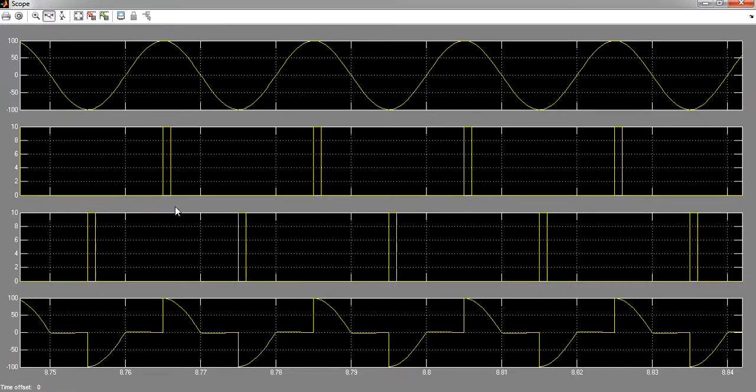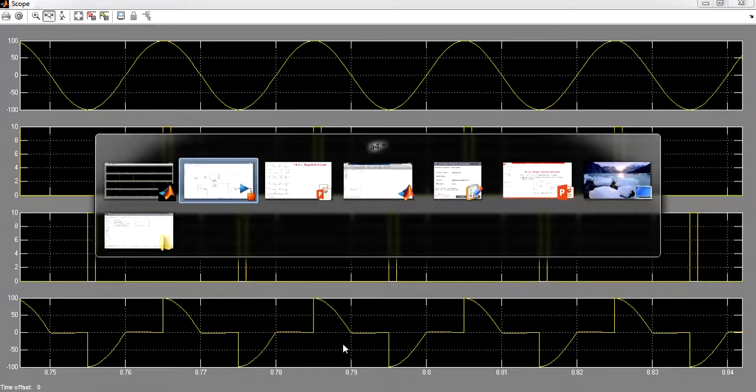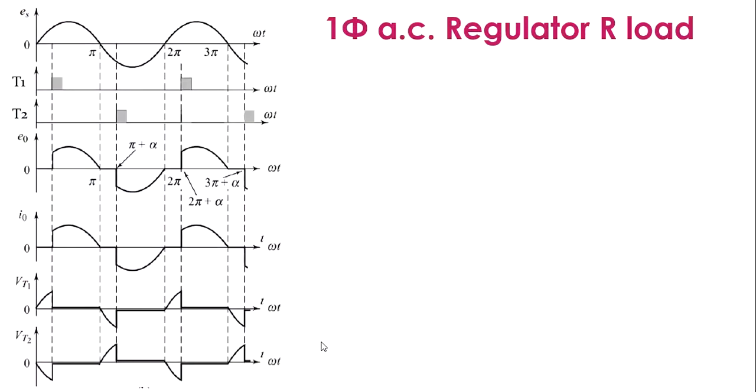So if you see, during the positive half cycle, the first thyristor is triggered at this point. So whenever you trigger, you will get the supply voltage at output. This is the input waveform, this is your output waveform, and whenever the second pulse has been triggered during the negative half cycle, again you will get the output. So this is how your single phase AC regulator with the resistive load works.